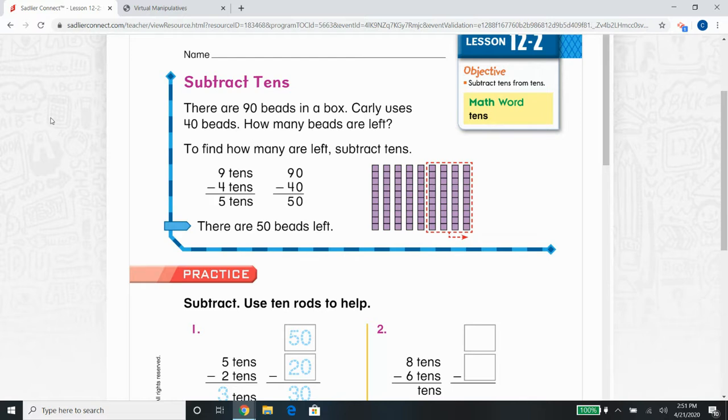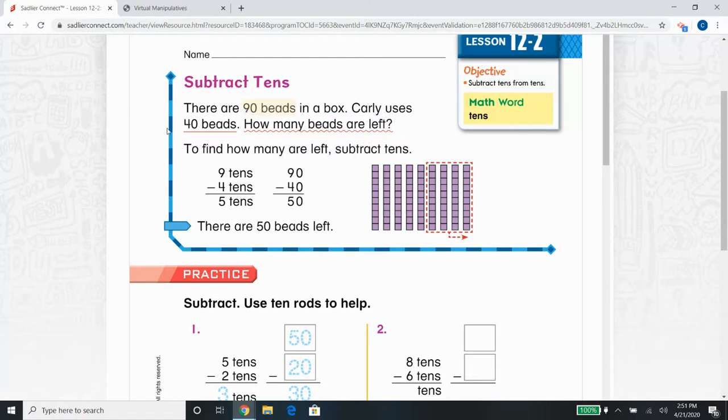Okay, so have them go back and reread it. There are 90 beads in a box. Okay, so we know we have 90. Carly uses 40 of them. So she uses 40 beads. And then how many beads are left? Again, make sure they're underlining the question.